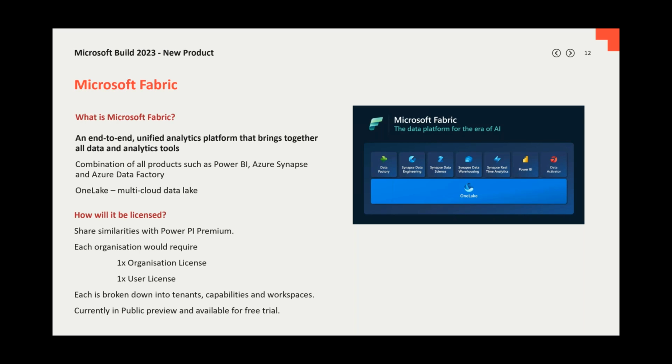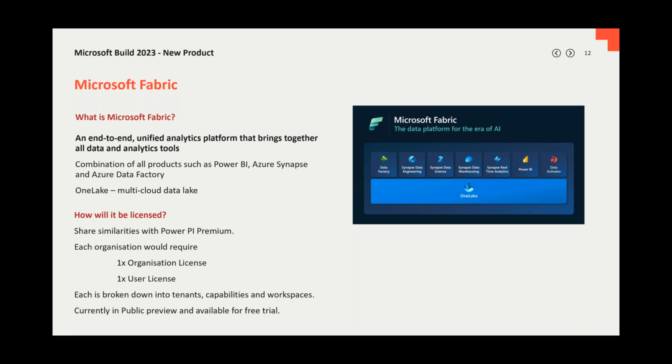Again, I think we will hear more about Microsoft Fabric at Inspire, but it was announced in May at Microsoft Build 2023. So what is it? Microsoft Fabric is an end-to-end unified analytics platform. The idea is that it brings together all of these various data points and analytical tools to provide you with a single Microsoft Fabric.